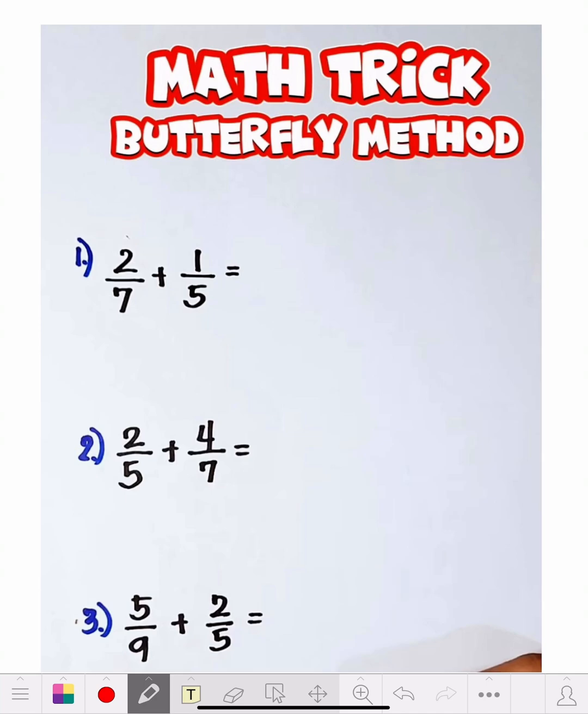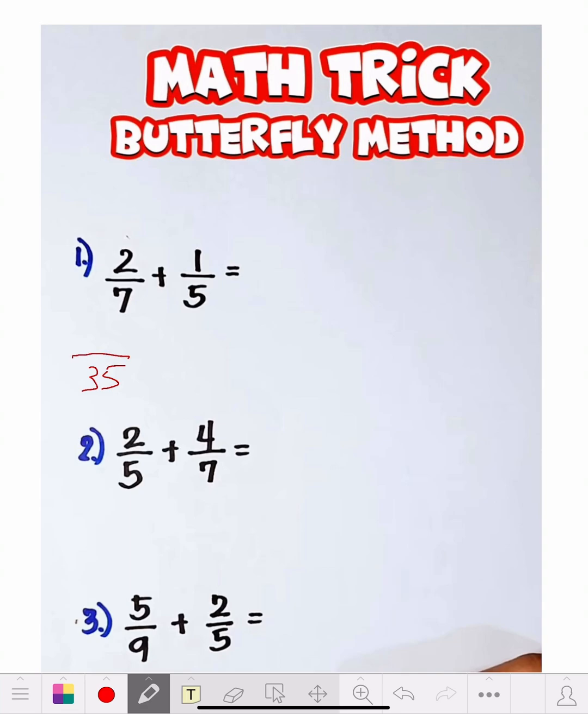So let's see. We'd normally take 7 and keep multiplying it. 7 times 2 is 14. No, 5 doesn't go into 14. 7 times 3 is 21. 5 doesn't go into 21. 7 times 4 is 28. 5 doesn't go into that. 7 times 5 is 35. Yeah, it goes into that, okay? So 35's the magic number.